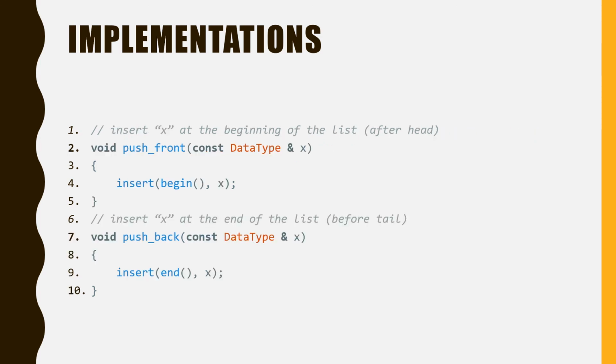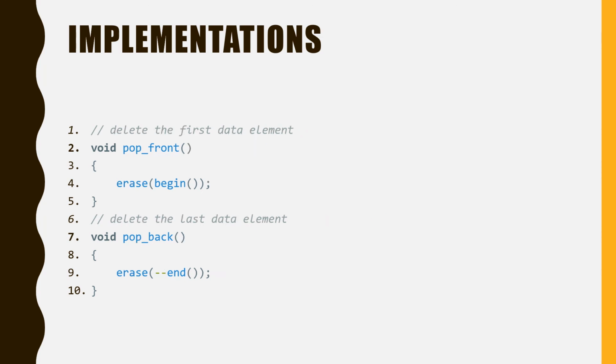Then we have the push front and push back operations. They try to insert a data element to the beginning or the end of the linked list, respectively. The input parameters for the functions of both are the data element that needs to be inserted, and they are both implemented by calling the single data version of the insert operation. Finally, we have the pop front and pop back operations, which delete the first or the last data element in the linked list, respectively. They are both implemented by calling the single data version of the erase operation.